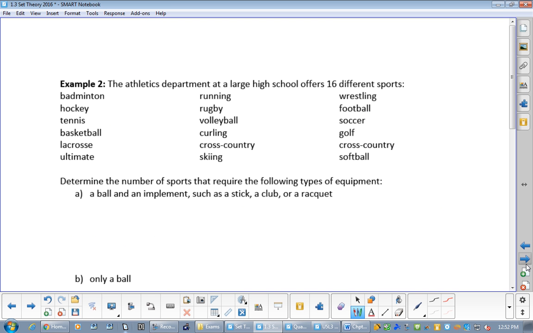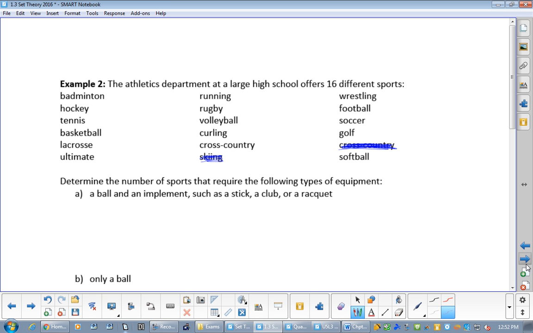Okay, so we're going to do this example here, but we're going to cross a couple things out so this actually makes more sense. So I want you to cross out skiing. You'll see why later. And you can see cross country is twice. So cross that other one out. I think that was supposed to be cross country skiing, but it got moved over, so it just looks confusing because there's two cross countries.